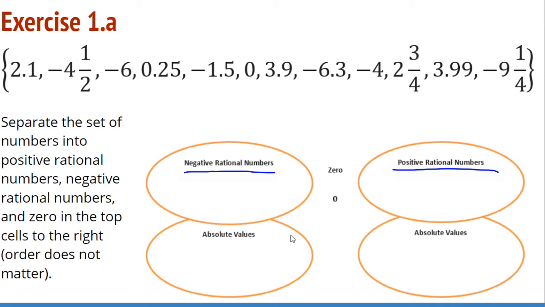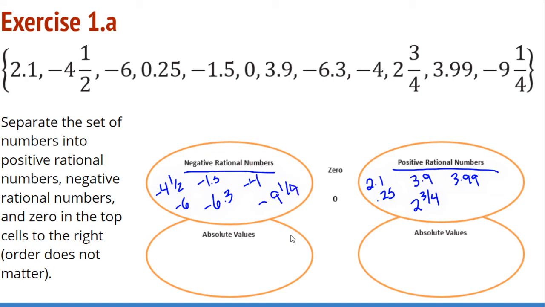So I have a positive number, 2 1/10. I have a negative number, -4 1/2. I have a negative number, -6. I've got a positive number, 25 hundredths. I've got a negative number, -1 5/10. I've got a 0, which is already there. I've got a positive 3 9/10, -6 3/10, -4, 2 3/4, 3 99 hundredths, and -9 1/4.